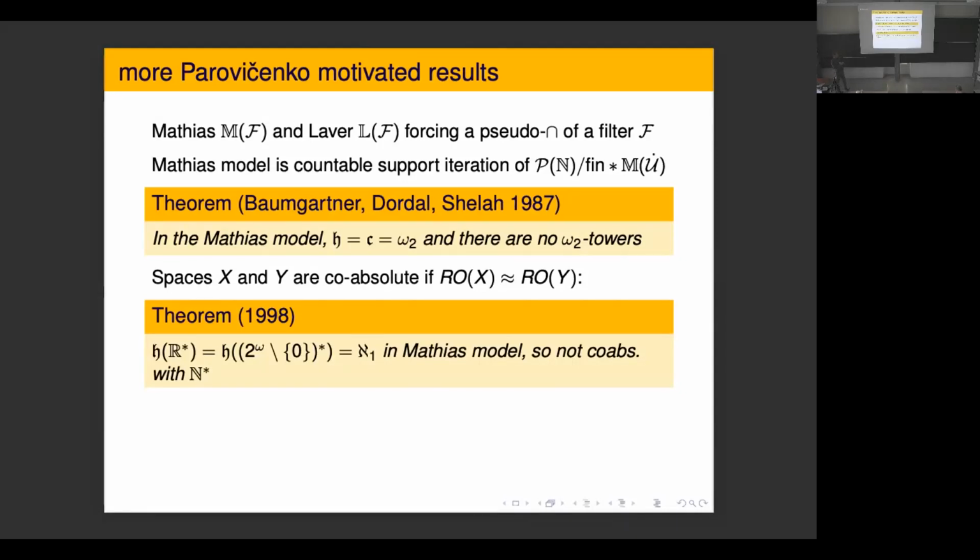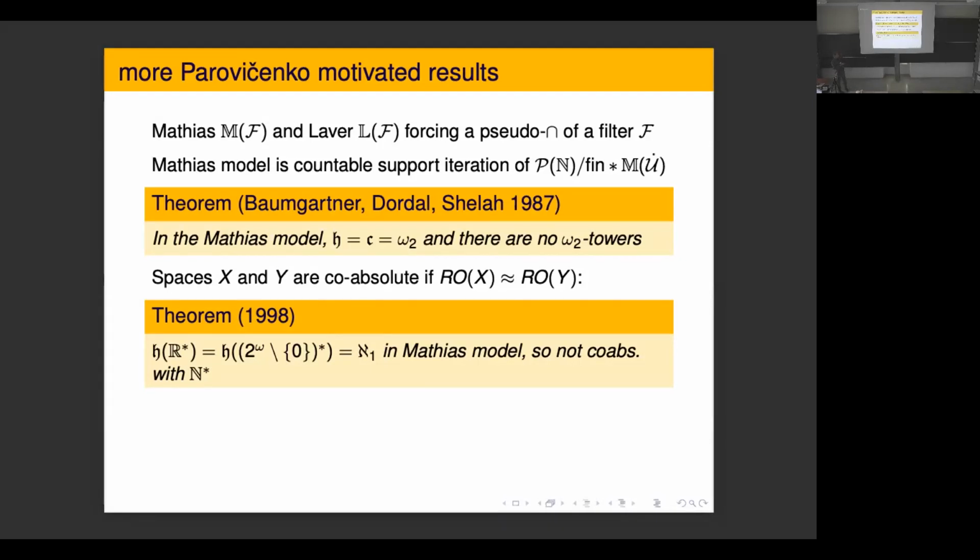And so I proved in the Mathias model that this space, now of course that's the real line, but in terms of co-absoluteness, it's the same as the Cantor set punctured at a point. Zero dimensionality doesn't make any difference for this aspect. So it was interesting that this natural generalization of the integers, its h number in the Mathias model was aleph 1, even though the h number for P(omega) mod fin is aleph 2 in that model.